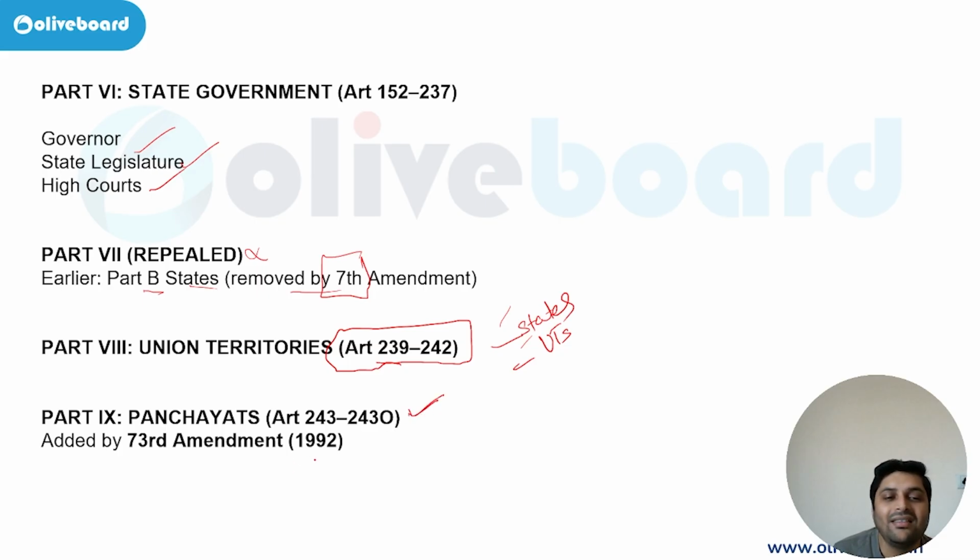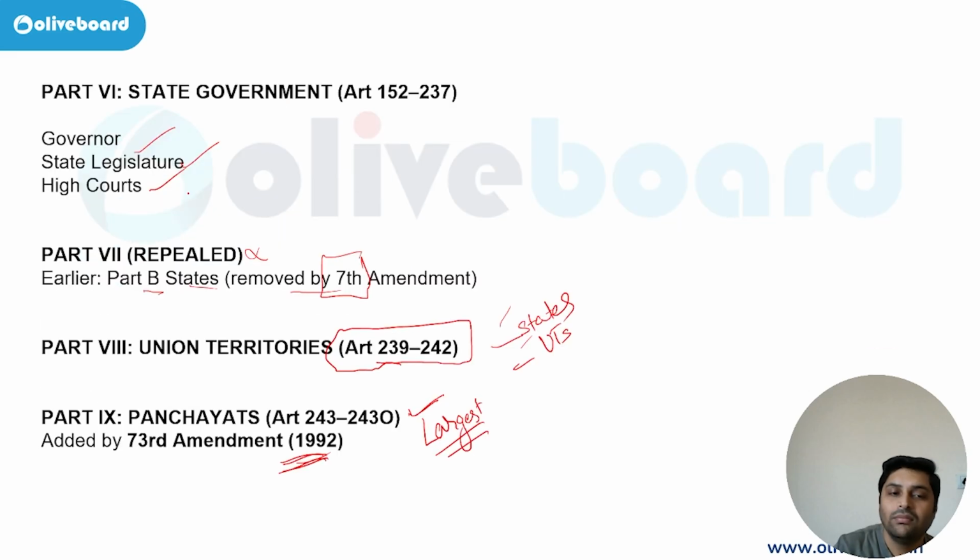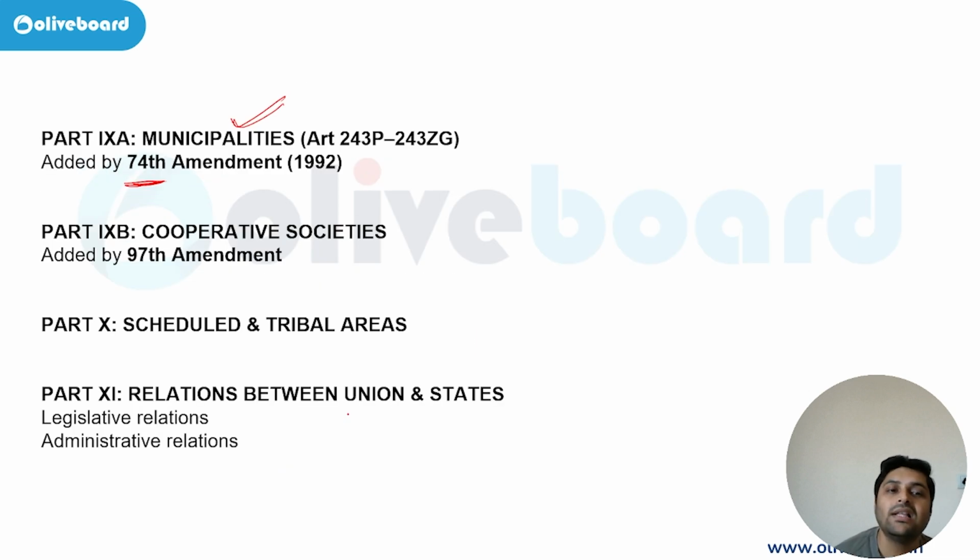Okay. 73rd Amendment Act, one of the largest parts of the Indian Constitution. Part 9A deals with municipalities. 74th Amendment. So, 73rd Amendment deals with panchayats. 74 deals with municipalities. Please remember tiers of panchayati and municipalities.